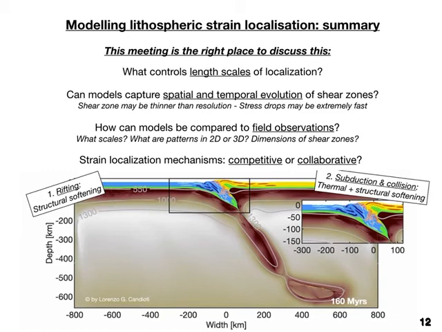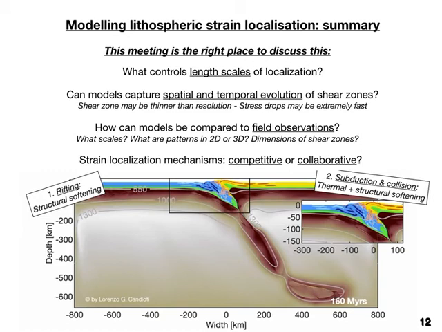Next point is, can models capture spatial and temporal evolution of shear zones? Shear zones may be thinner than the resolution power of a model, and stress drops may be faster than the temporal resolution of a model. So this is a big problem, and somehow we need to upscale things. This is a point for discussion.